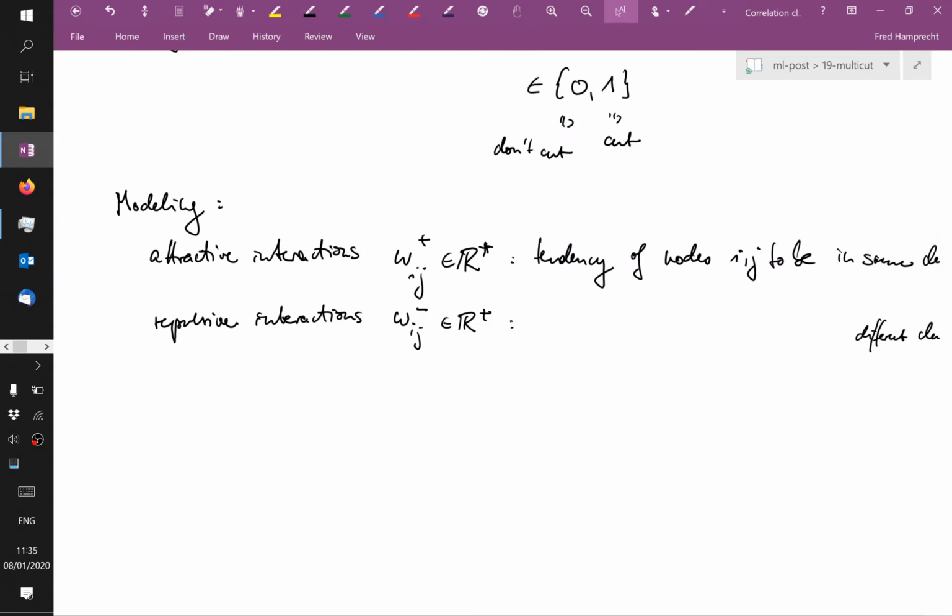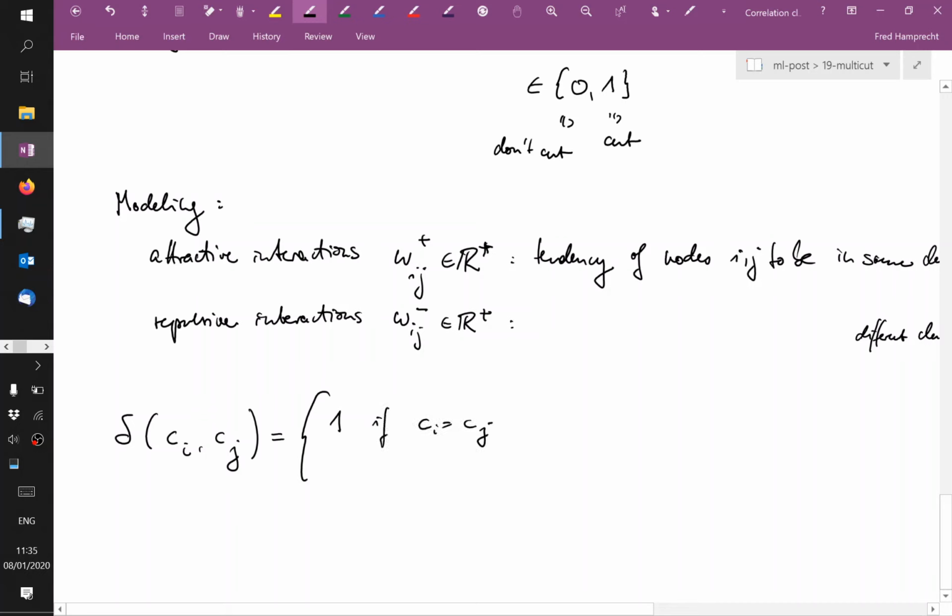Now, let's measure the frustration of a particular solution. For that, we need something, I'm writing delta here, that tells me if the cluster to which node i is assigned and the cluster to which node j is assigned are the same or not. So let's say this is 1 if ci equals cj, and it is 0 else.